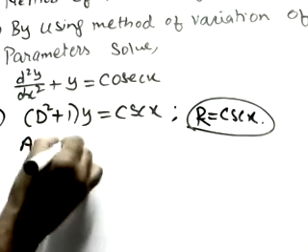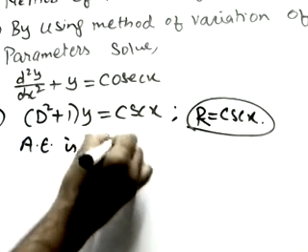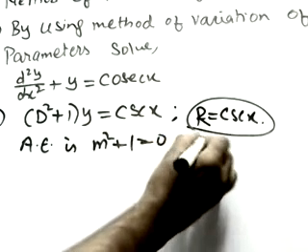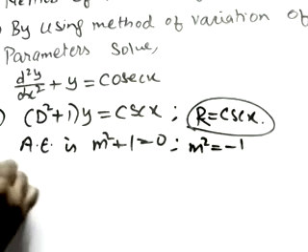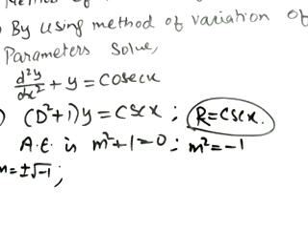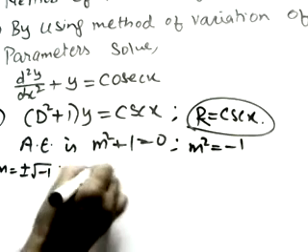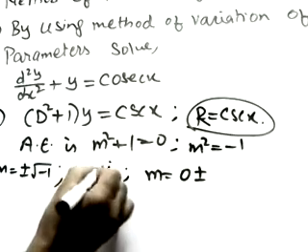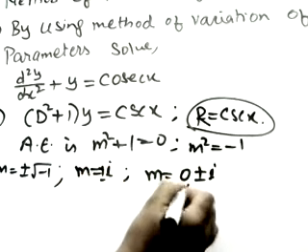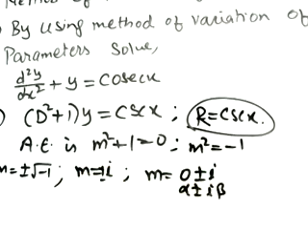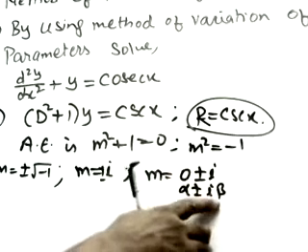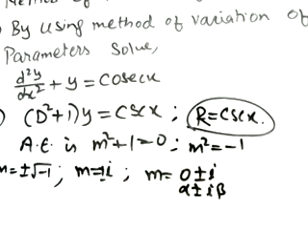Now first let me start with the auxiliary equation: m squared plus 1 equals 0. You can solve this directly from the calculator, or you bring this 1 here, m squared equals minus 1, m equals plus or minus root of minus 1. Root of minus 1 is nothing but i. We can write m equals 0 plus or minus i, which is like alpha plus or minus i beta. Compare it: alpha is 0 here, beta is 1.